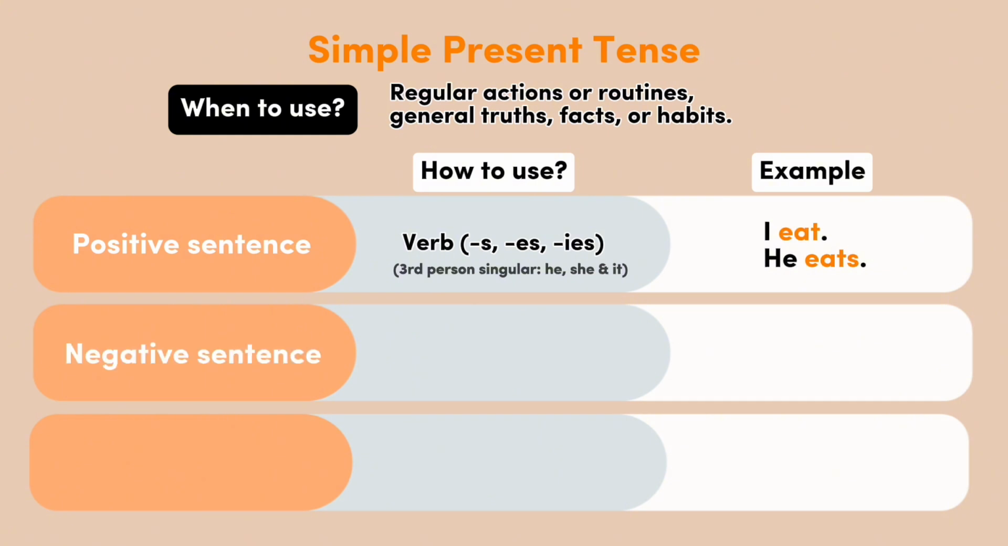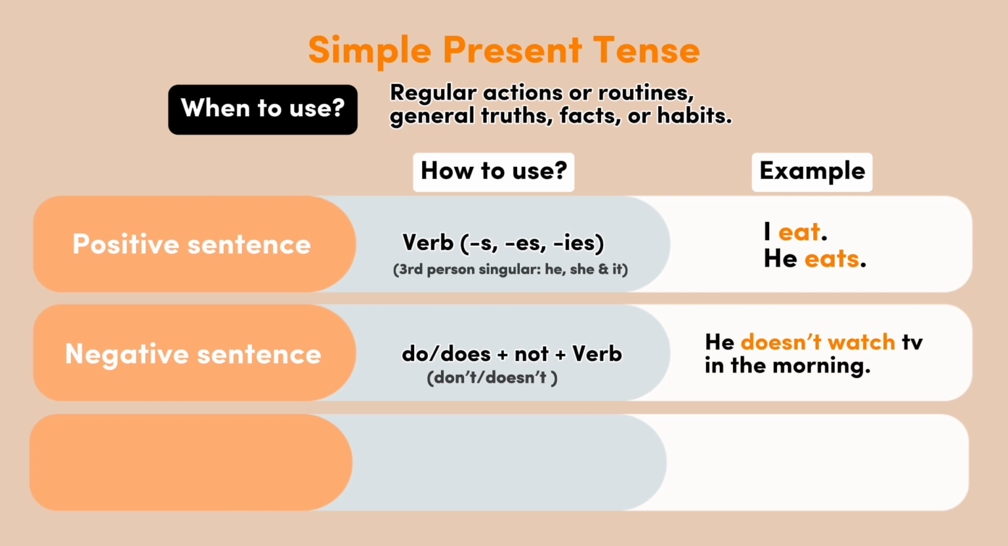Negative sentences. Do not plus base form of the verb. He doesn't watch TV in the morning. Questions. Do plus subject plus base form of the verb. Do you like pizza?